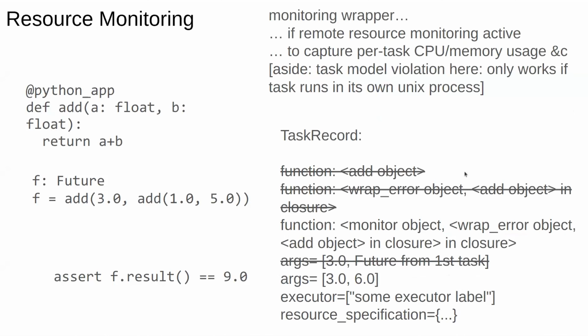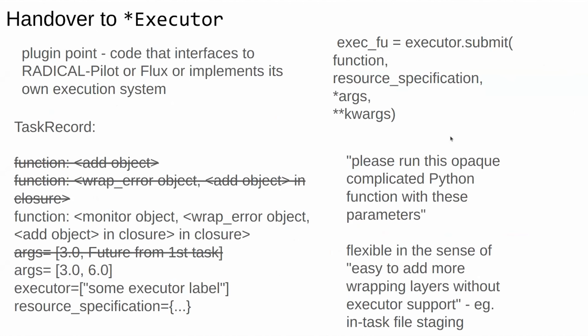And if you've got monitoring turned on, we do the same thing here. We now stick a monitor function around everything. And so the function that the task record describes is now a monitor function, which will happen to call the wrap error function, which will happen to call add when you invoke it. And then we hand over all of this to your chosen executor.